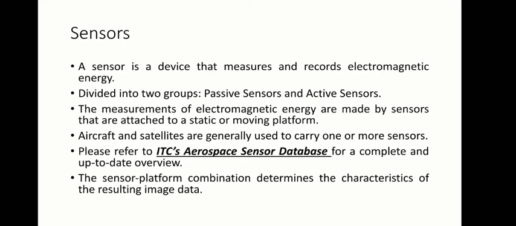A sensor is a device that measures electromagnetic energy. Sensors can be divided into two groups, passive sensors and active sensors. Basically, a sensor is a device that gathers electromagnetic energy or other types of energy and converts it into a signal and presents it in a form suitable for obtaining information about the target under investigation.